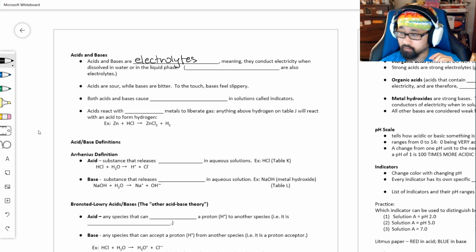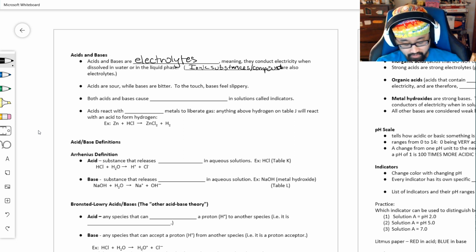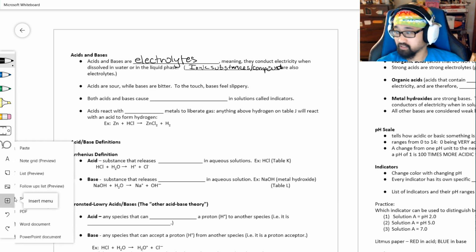When we talked about them before, I said that ionic substances or ionic compounds are also electrolytes. So a very common question that I will ask you: which of the following compounds is an electrolyte? And really, I'm asking you to identify which of the following compounds is an acid, which is a base.